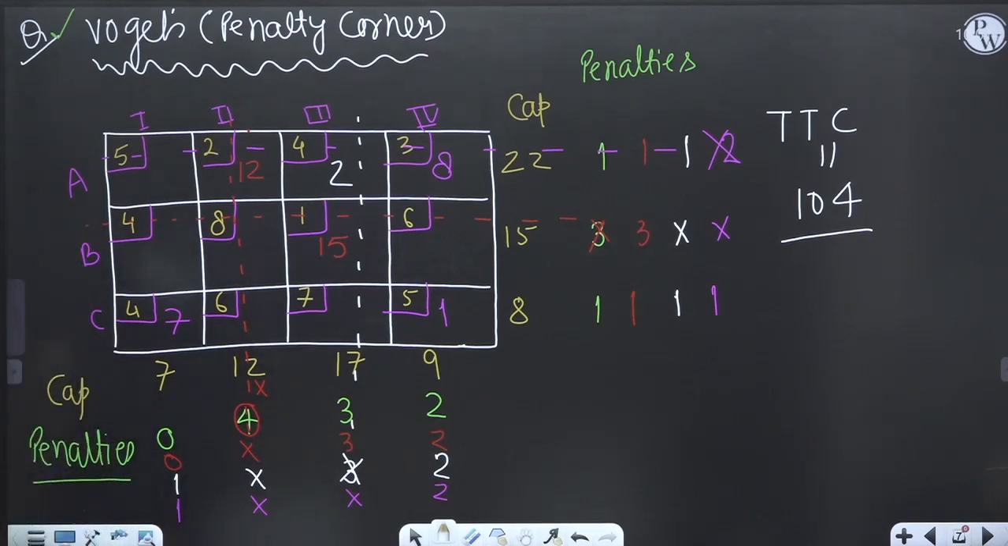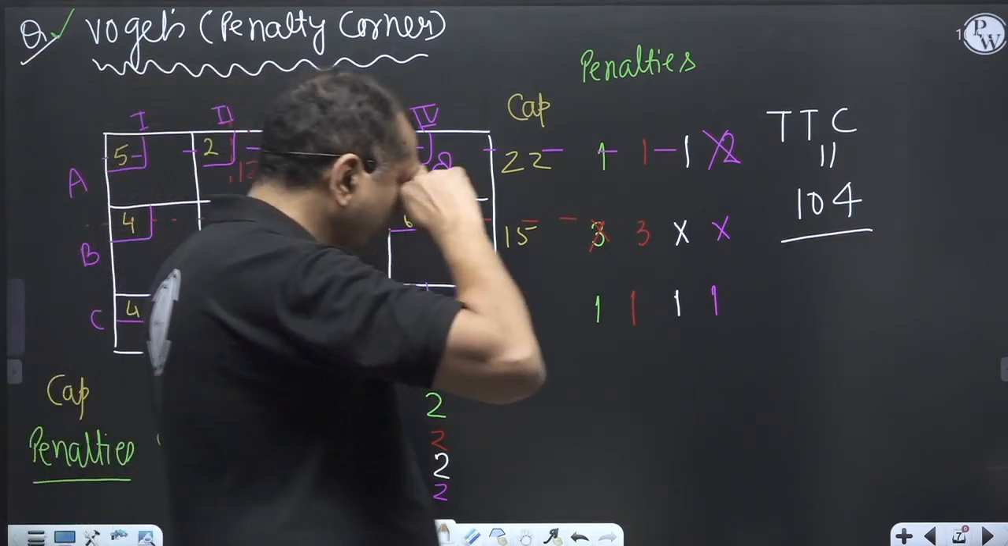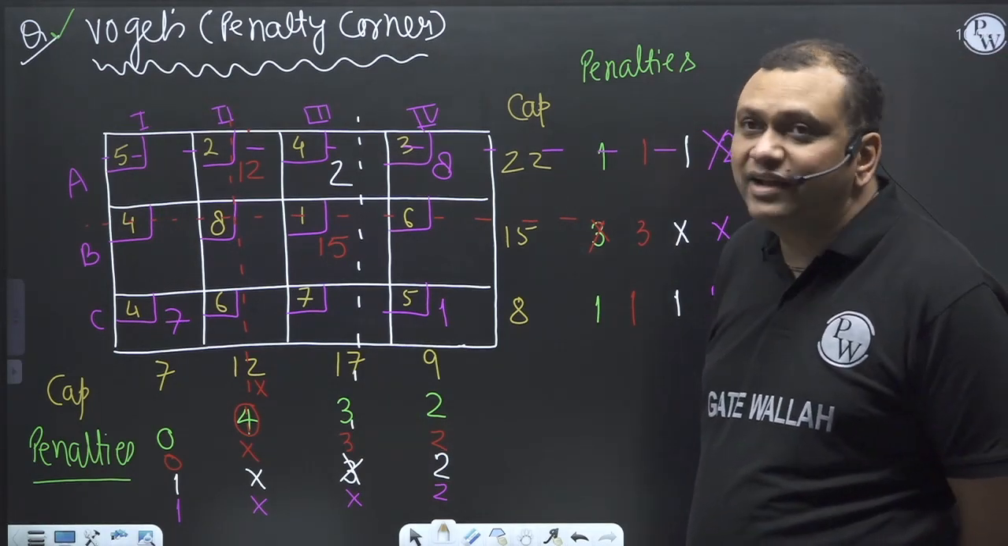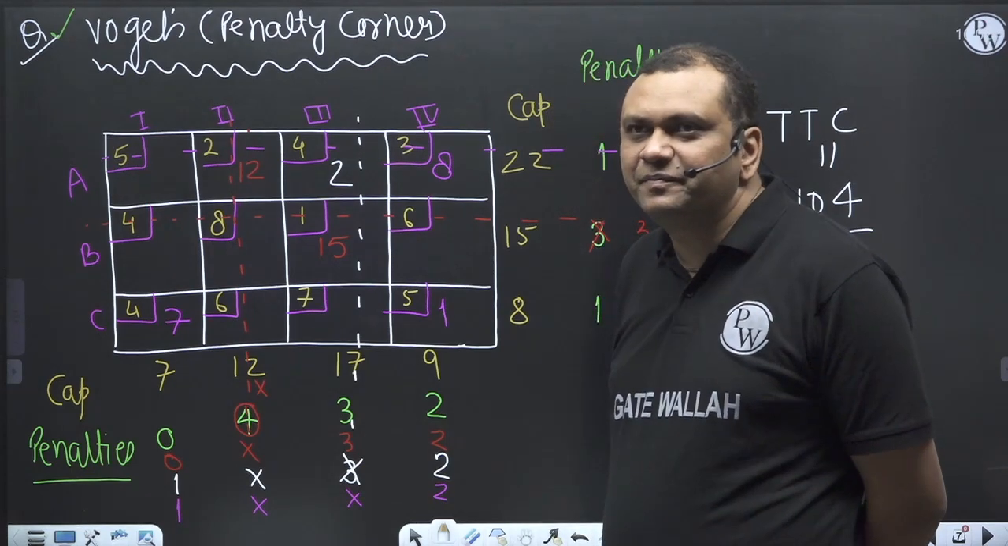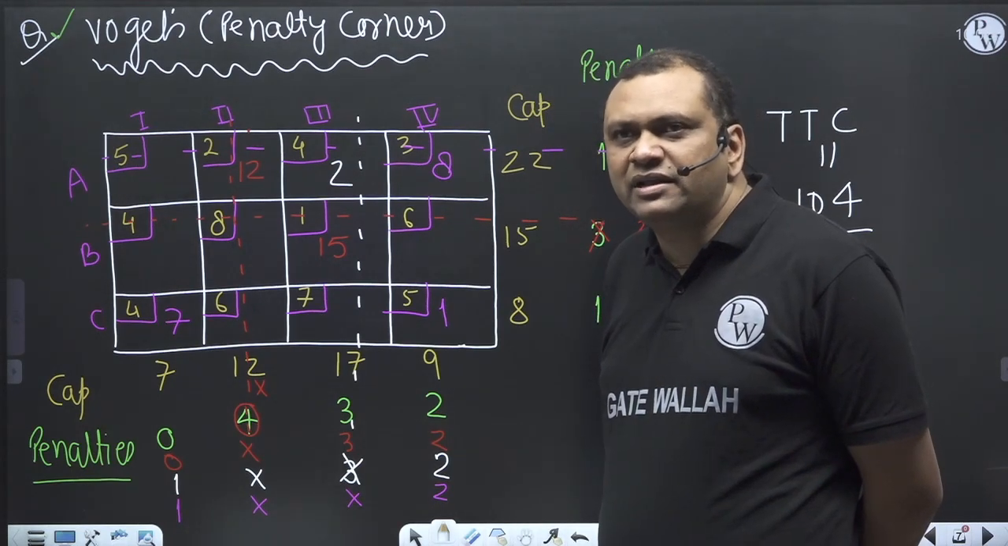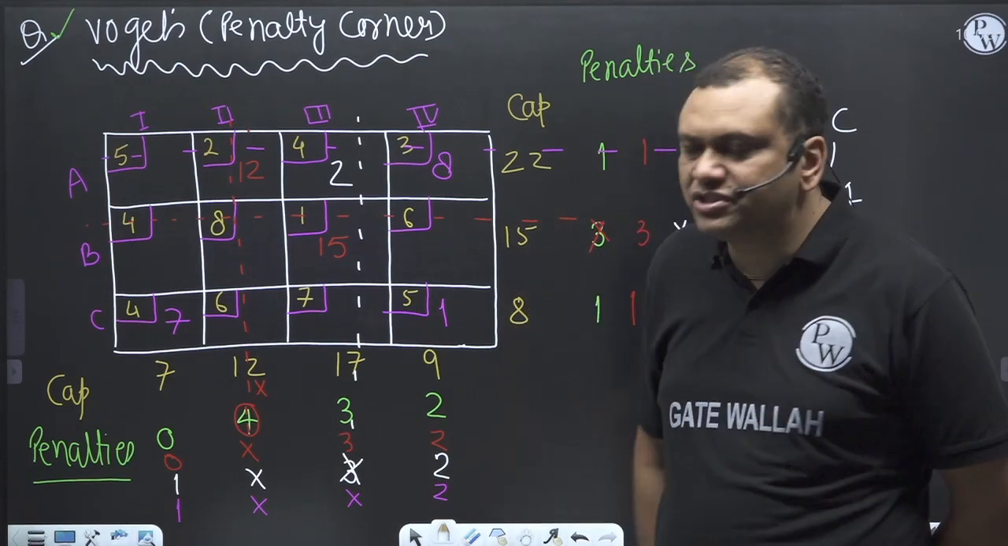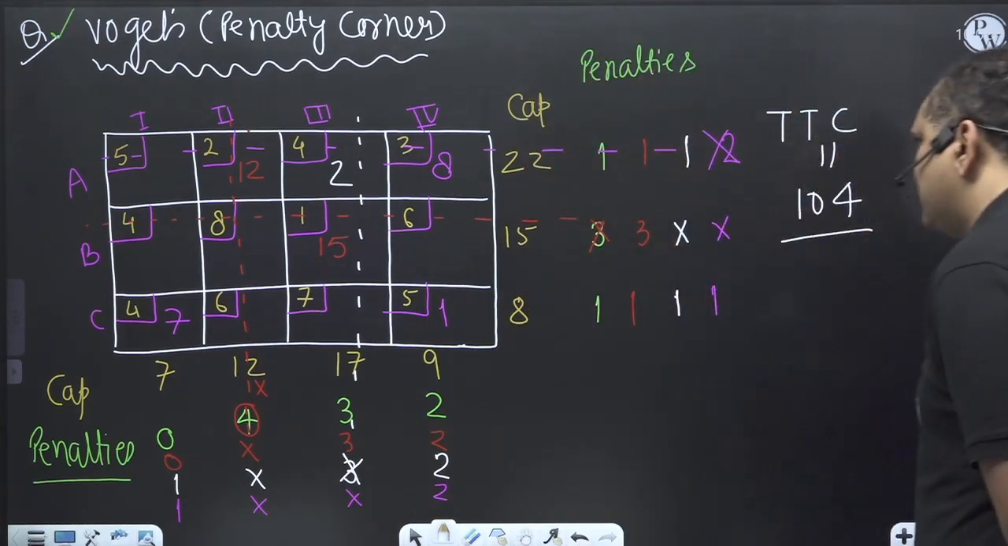104. See, 1 less than the least cost method. In exam, when no method name is given to you, you have to use the penalty corner method or the Vogel's approximation method to find out the initial basic feasible solution.